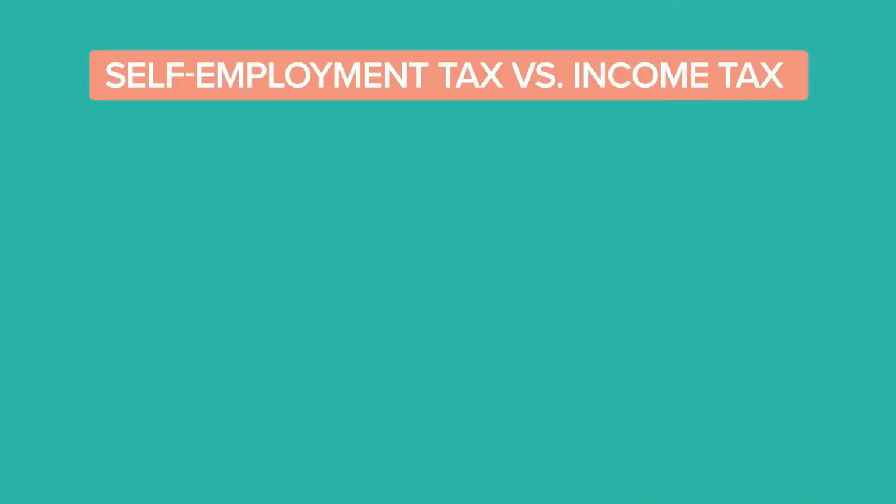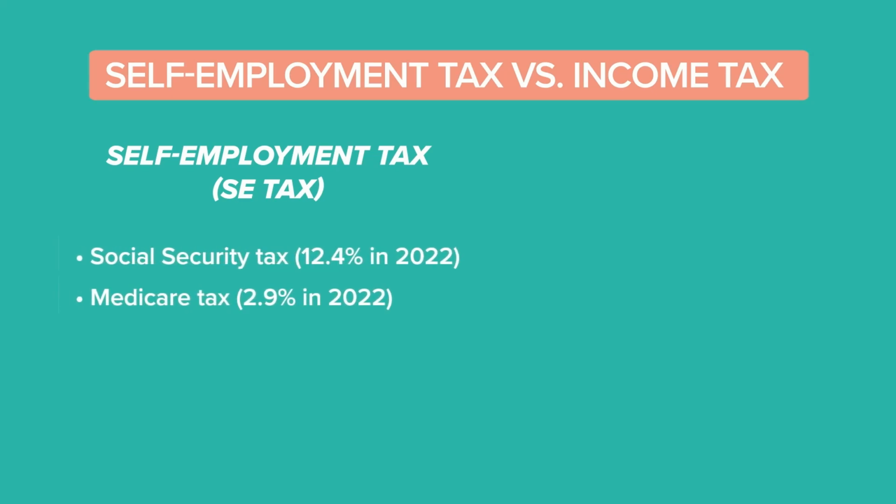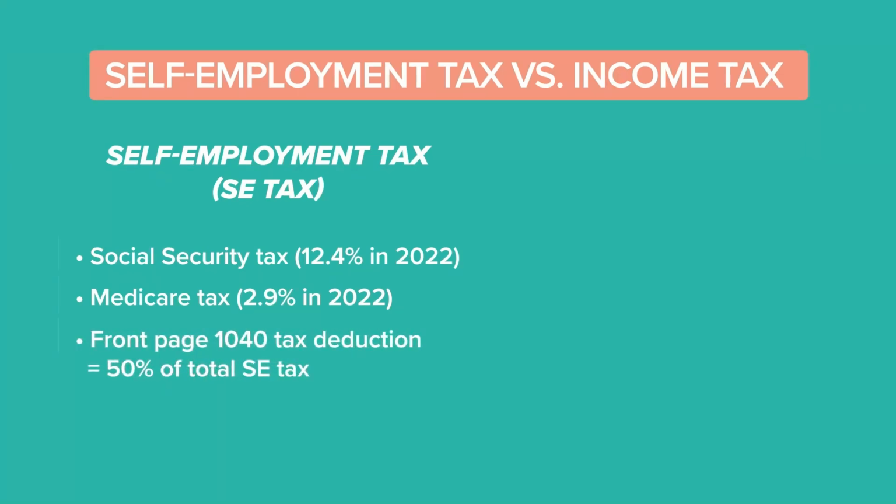Our second big tax topic today is the difference between self-employment tax and income tax. This is often confusing to clients. The self-employment tax is actually made up of 2 smaller taxes, Social Security tax and Medicare tax. When you're employed by an employer, they actually pay half of these taxes for you. When you're self-employed, the IRS allows a 50% deduction of the total self-employment tax you're assessed. This doesn't reduce your tax 50%, but it does reduce your overall taxable income.